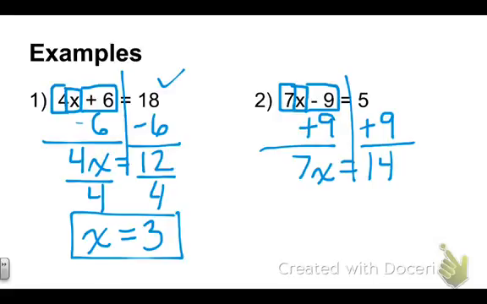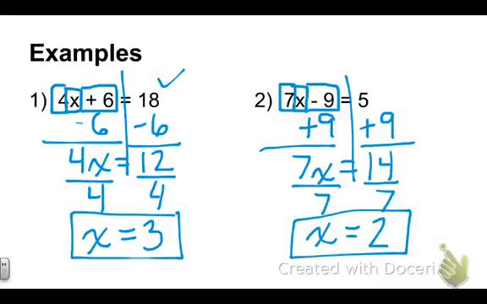Now look at it. X is being multiplied by 7. Do the opposite of multiplying by 7. Opposite of multiplying 7 is dividing by 7. Whatever you do to one side, do to the other. 7 divided by 7 gives you 1x. That's what we want to solve for. Not 2x's, but 1x. And 14 divided by 7 is 2. Check it out. Plug it back in. 7 times 2 is 14, and 14 minus 9 is 5. Boom, it works.